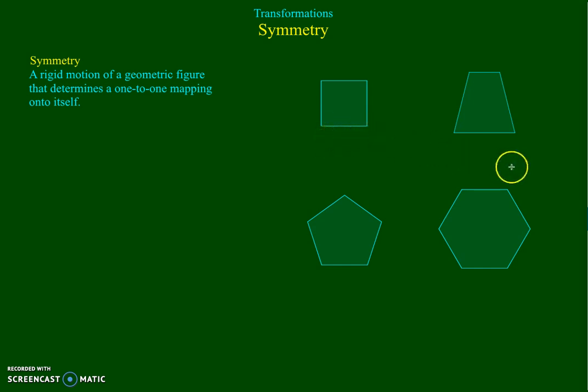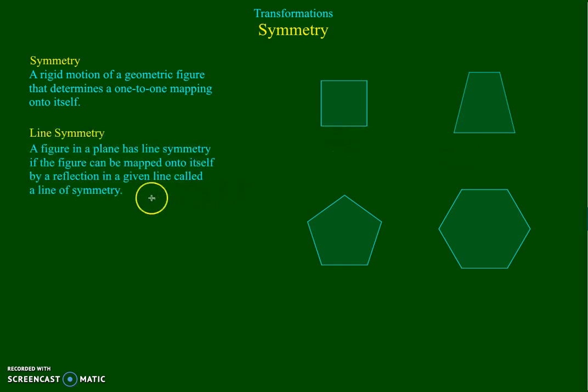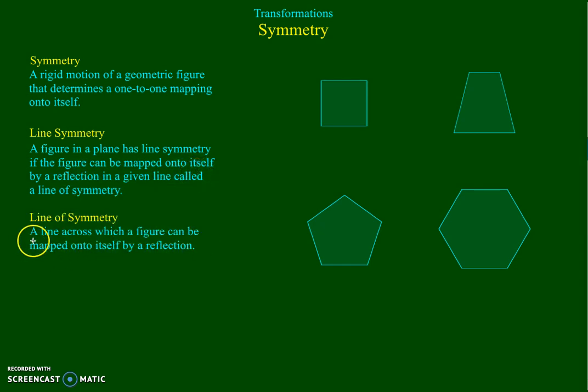And the definition of line symmetry is that a figure in a plane has line symmetry if the figure can be mapped onto itself by reflection in a given line. And that line is called the line of symmetry. And of course, a line of symmetry is a line across which a figure can be mapped onto itself by reflection. Now, can you take a look at this figure and determine how many lines can be drawn through this figure so that this figure would have line symmetry? Take a second to do that.